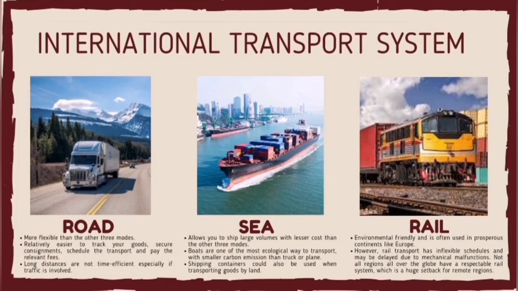And the third one is rail transport. This mode of transport is environmentally friendly and is often used in prosperous continents like Europe. However, rail transport has an inflexible schedule and may be delayed due to mechanical malfunction. Not all regions around the globe have a respectable rail system, which is a huge setback for remote regions.